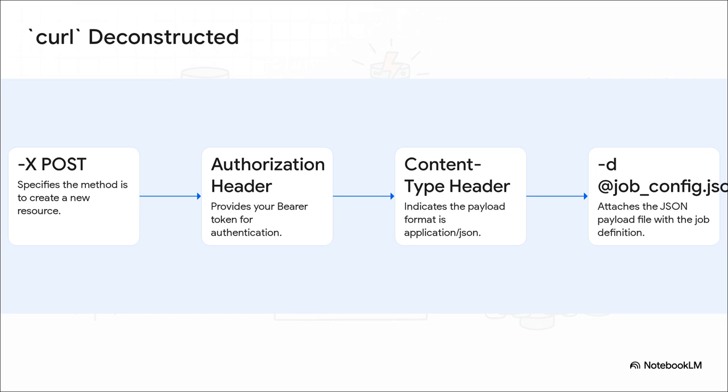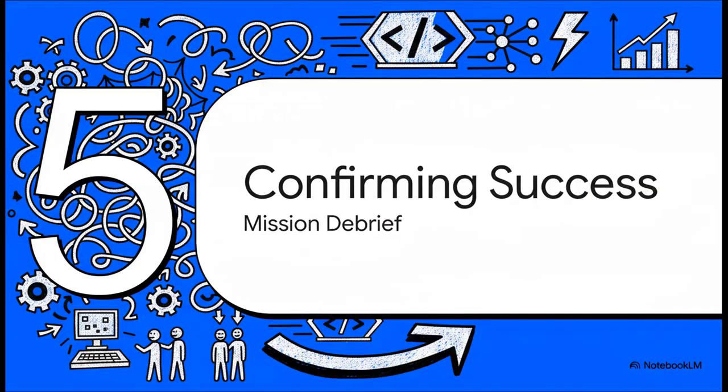Let's break this down piece by piece. First, -X POST tells the server we want to create something new. Then, the authorization header is where we plug in that access token we generated. The content type header tells Databricks, hey, I'm sending you some JSON. And finally, the -d flag is how we attach our actual blueprint file. And that's the whole command. So we hit enter. The command is sent. Our request is flying through the internet.